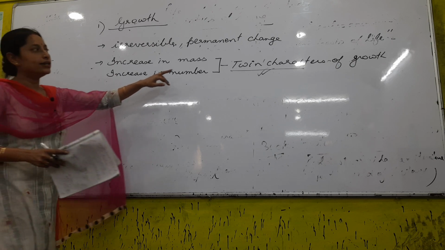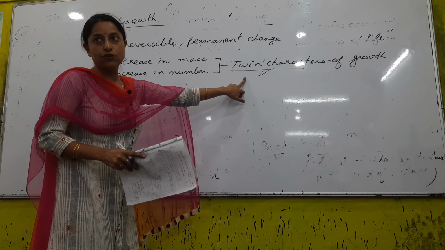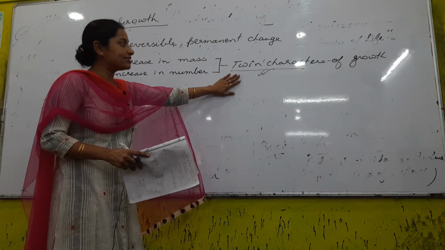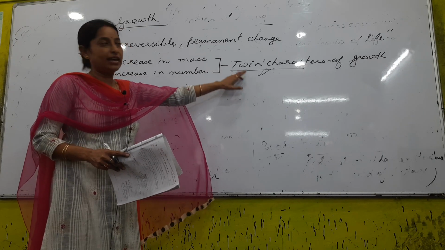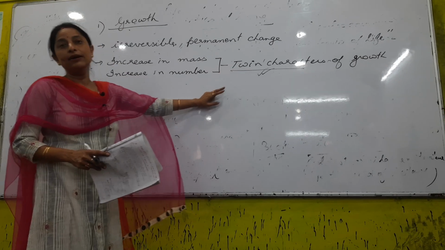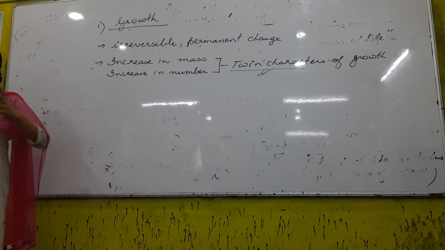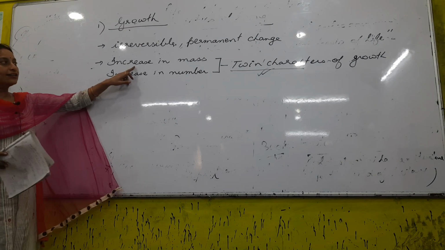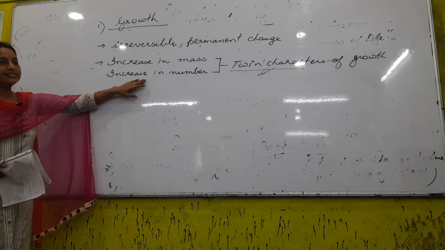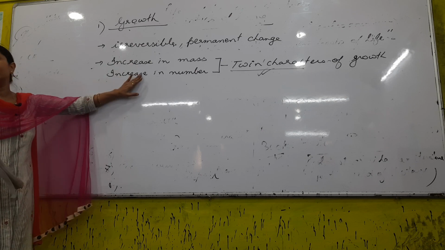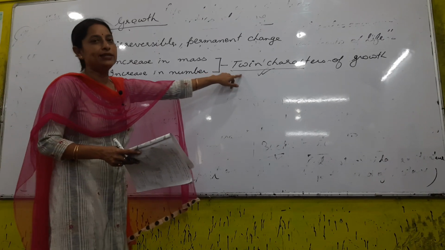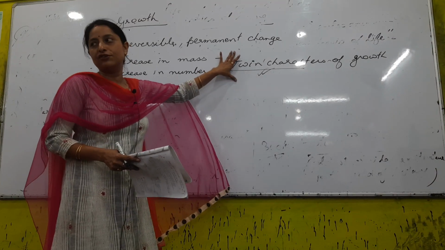So we have a term called the twin characters of growth. The question is, what is considered the twin characters of growth? When we use the word twin, what we understand is that both have the same meaning. Increase in mass means growth, increase in number means growth. Both are the same thing, so we call them twin. This is something you have to remember.